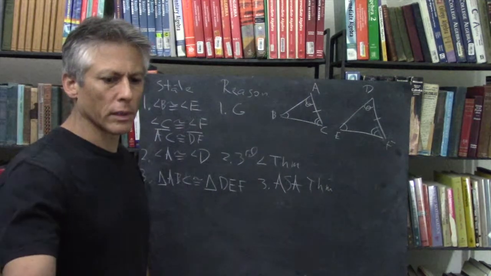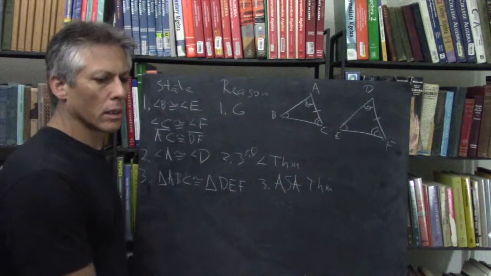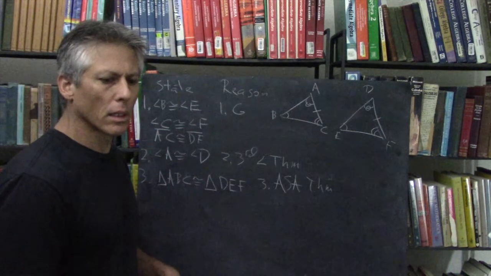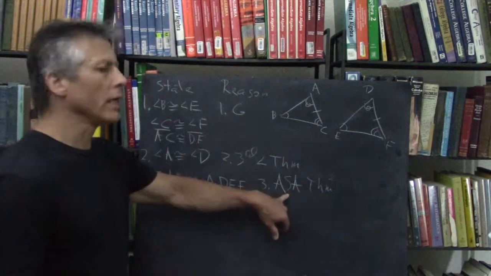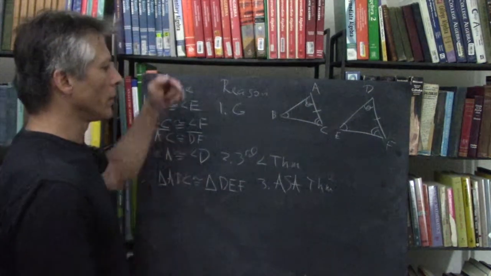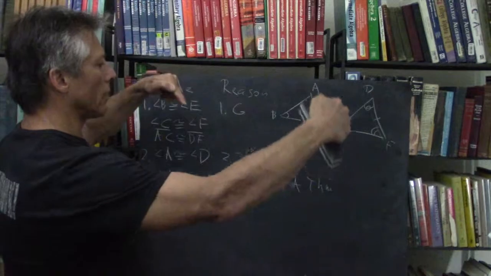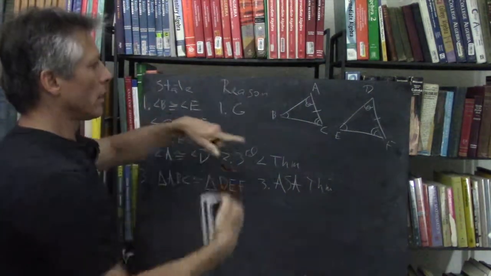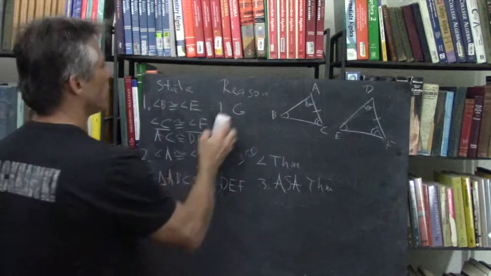So that's the first theorem. And so this, notice the angle angle side theorem, AAS, comes from the ASA theorem. An easy application. We put together the fact that the triangles add to 180 with angle side angle theorem, and we get the angle angle side theorem.